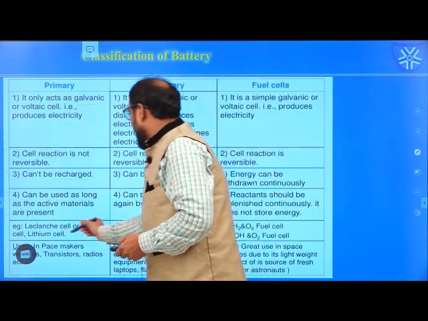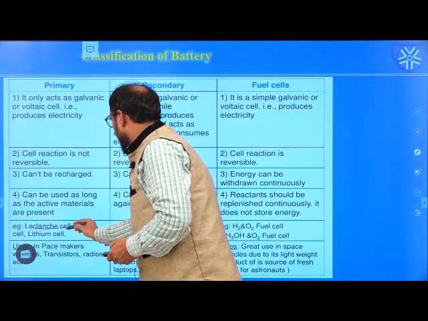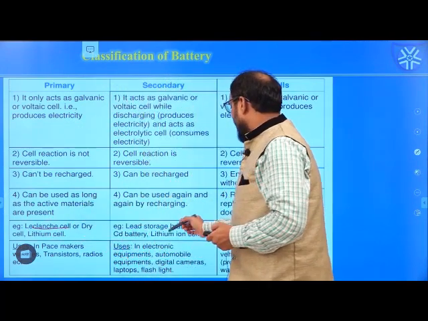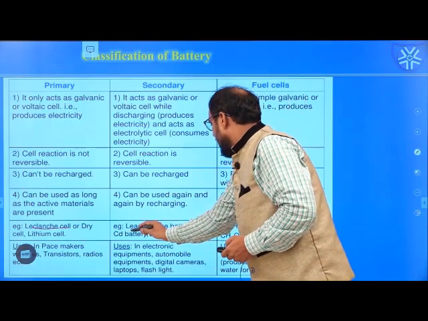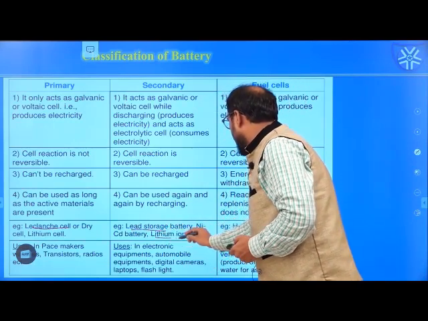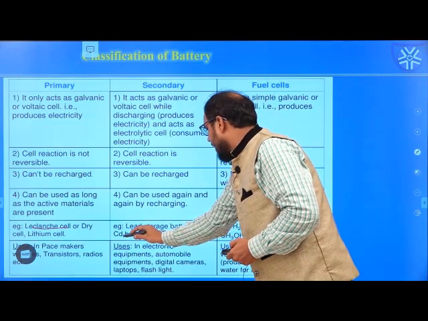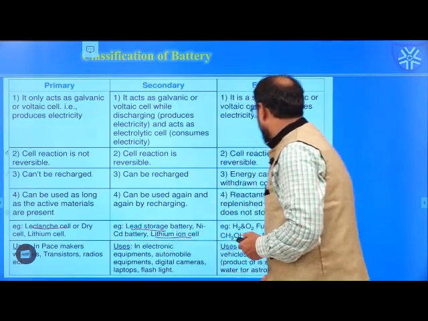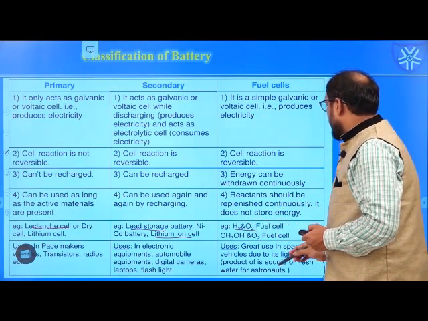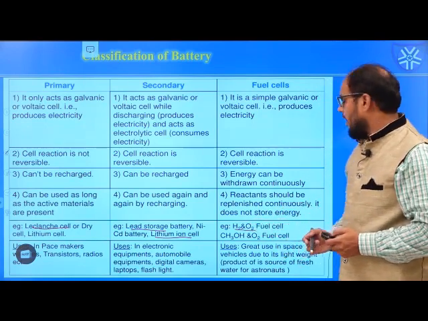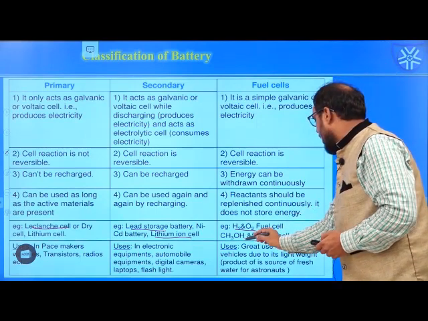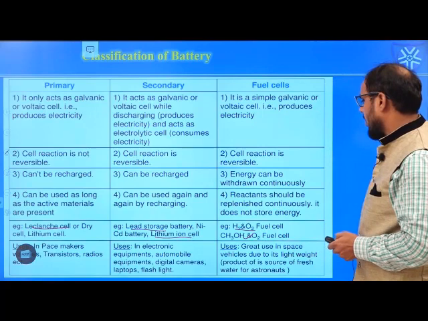The Leclanche cell is one of the categories of the primary cell. For a secondary cell, we can have the lead storage battery or the lithium ion battery, and recently the nickel cadmium battery. The hydrogen oxygen fuel cell is one of the important fuel cells, used in spacecrafts. Apart from the hydrogen oxygen fuel cell, we can have another fuel cell called the methanol oxygen fuel cell.